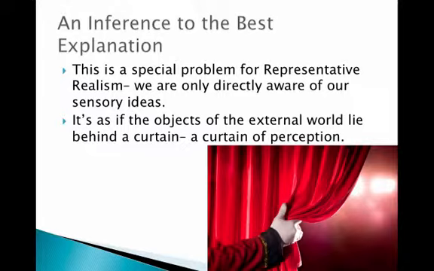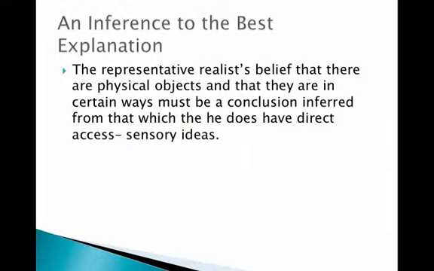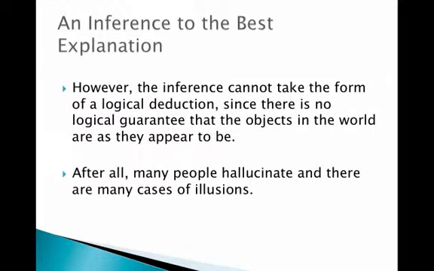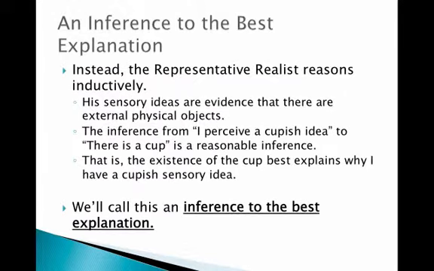Oh no, does this lead back to skepticism? Don't worry. The representative realist's beliefs that there are physical objects and that they are certain ways are a conclusion that's inferred from that to which he does have direct access, sensory ideas. So, in a sense, the representative realist does have to infer the existence of the physical world from the sensory ideas that we directly perceive. That's not a problem, though. But I should note that the inference can't take the form of a logical deduction, because there's no logical guarantee. There is no logical guarantee that the objects in the world are as they appear to be. Again, this is because of hallucinations and illusions, but there are good inductive reasons to believe it.